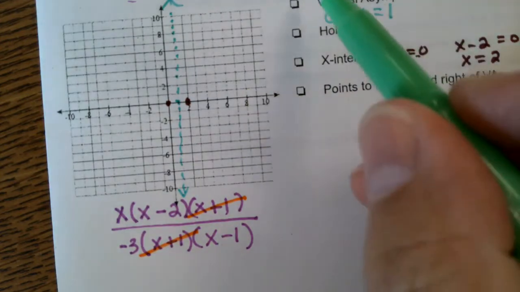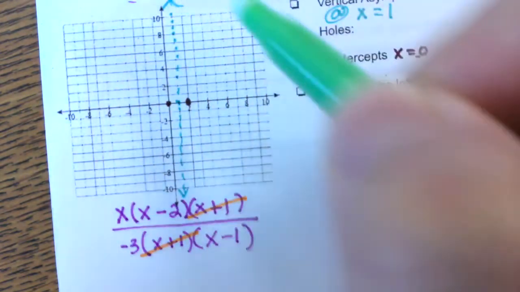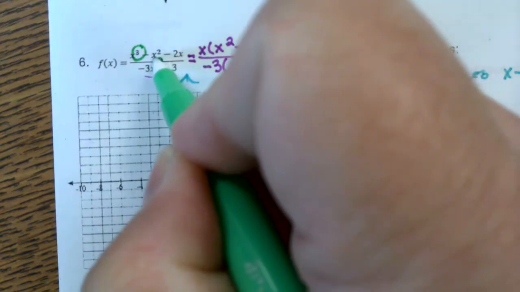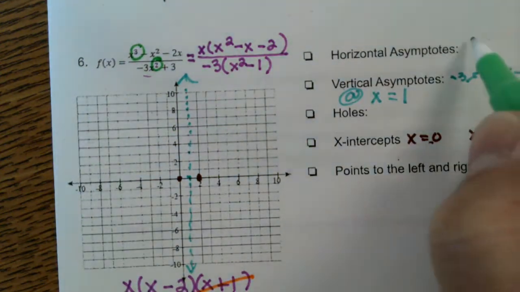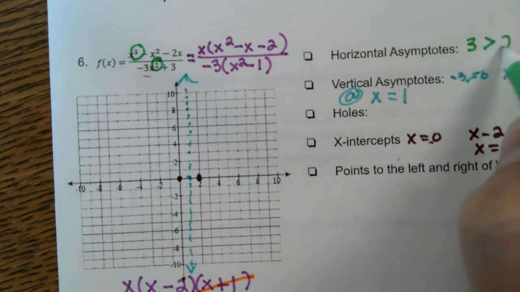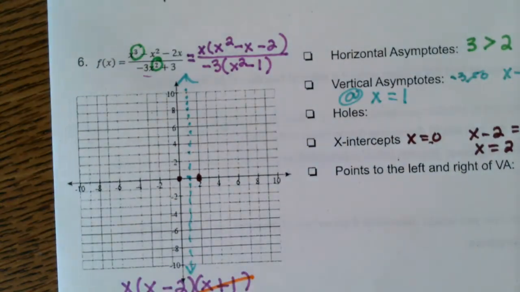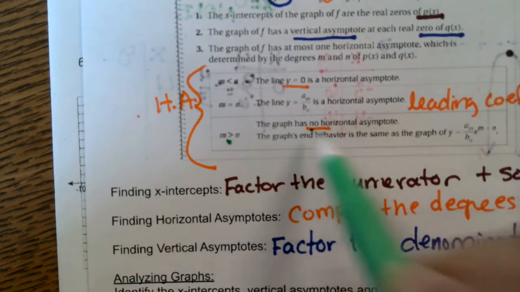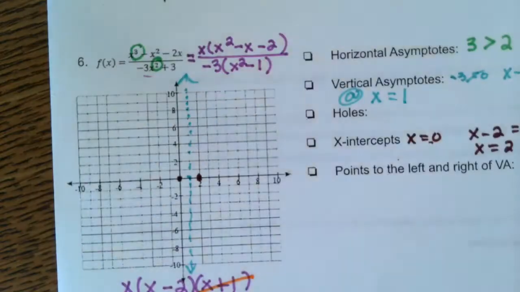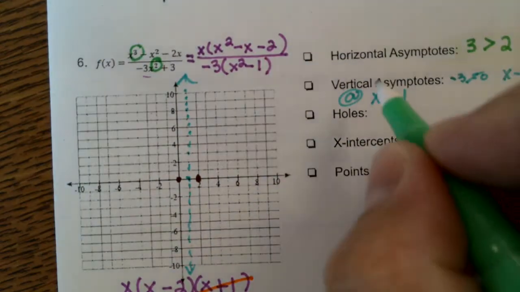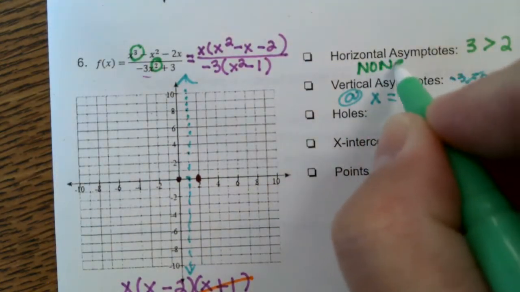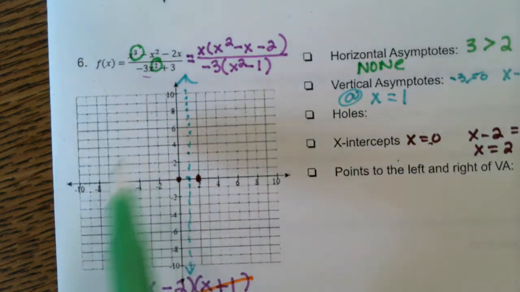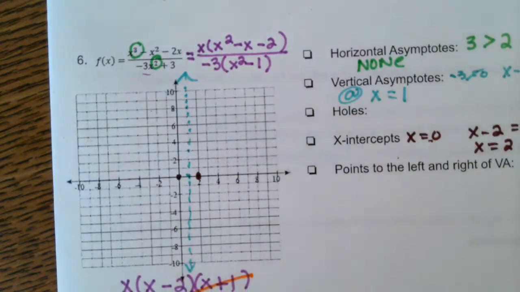Now I'm going to talk about my horizontal asymptote. So I have to look at my degree. So here I have a degree of 3, and a degree of 2. So this time my degree of my numerator is larger than my degree of my denominator. So we have no horizontal asymptote there. So none. So that means I'm going to have something over here, and I'm going to have something over here.